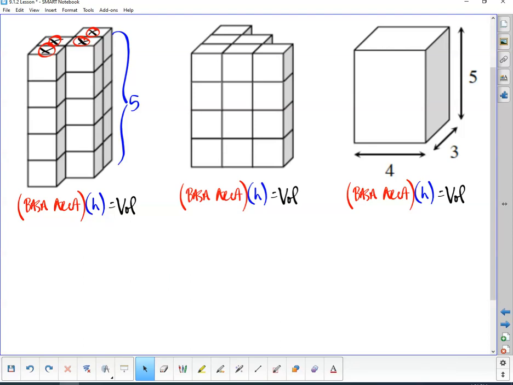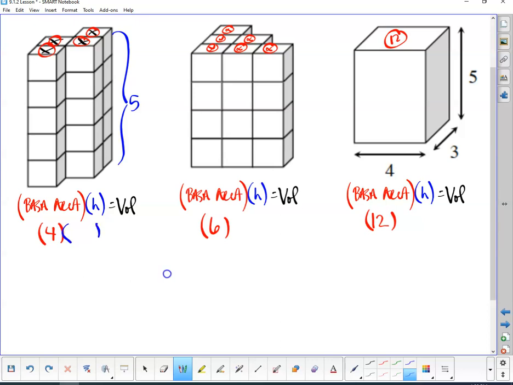So, the area of the base is 4. The area of this base is 1, 2, 3, 4, 5, 6. And the area of this base is 4 by 3, which is 12. And the height of this one is 5. The height of this one is 4. And the height of this one is 5.